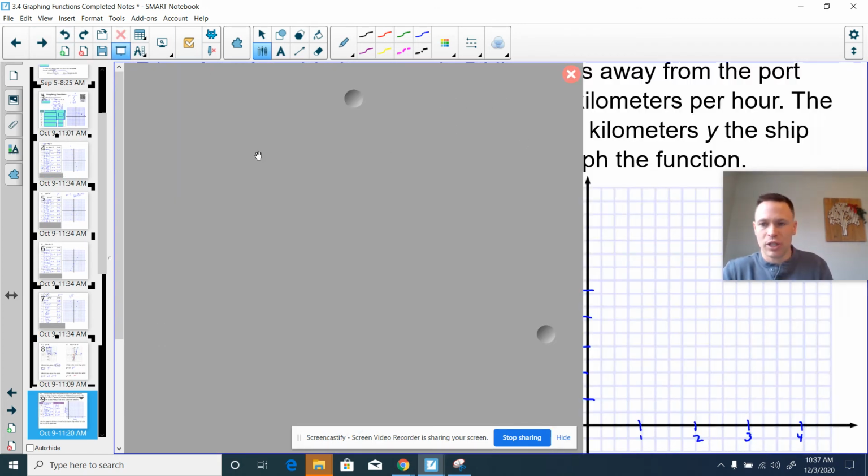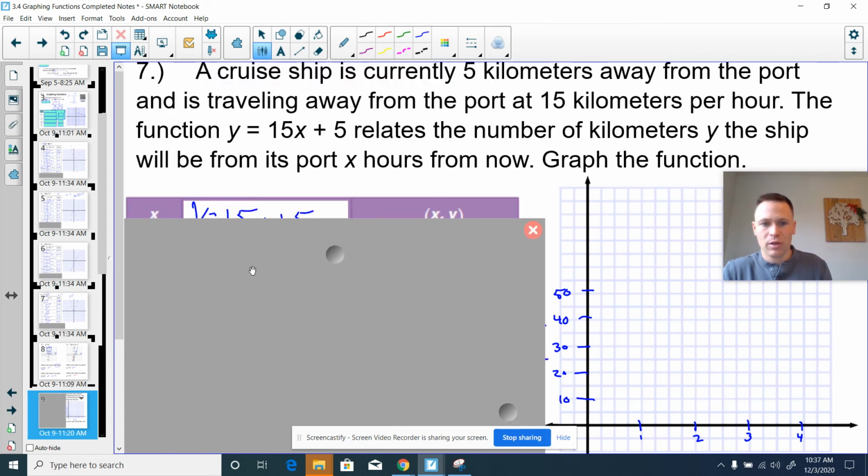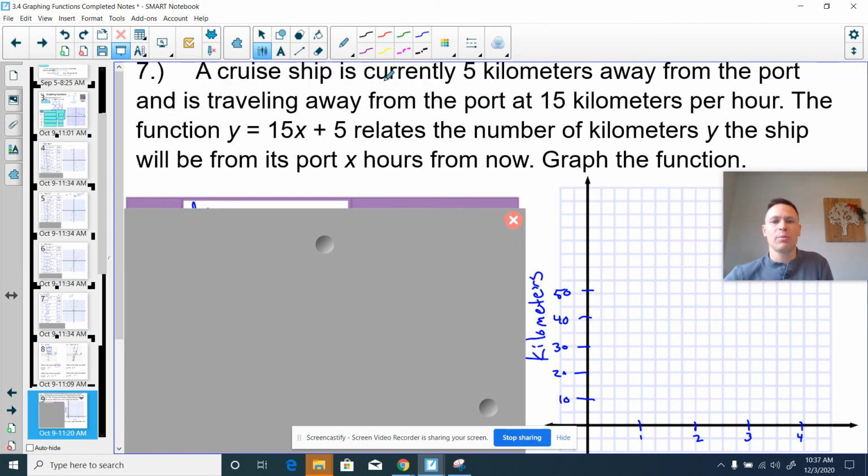I'm going to go ahead and use the shade to kind of cover up some stuff. All right. So it says a cruise ship is currently 5 kilometers away from the port, and it is traveling away from the port at 15 kilometers per hour. The function y equals 15x plus 5 relates the number of kilometers y, so y represents the number of kilometers the ship will be from its port x hours from now, so x represents hours. Let's graph the function below.